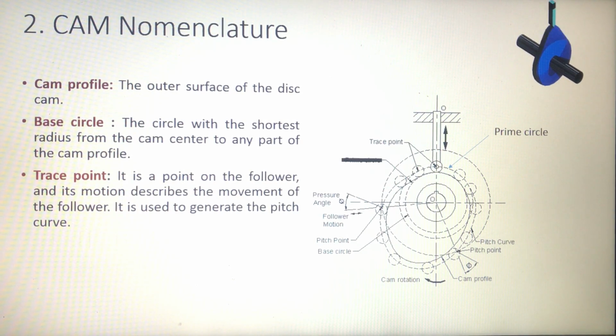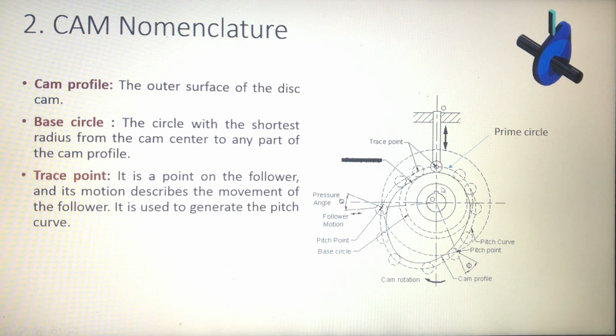In the previous session, we discussed the classification of cams, based on follower motion, based on shape of cams, and based on constraints to the follower. Today in this session, we will discuss the nomenclature of the cam. This drawing represents the nomenclature of a cam.